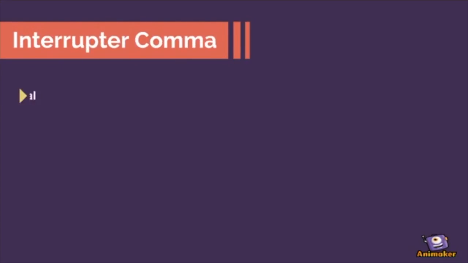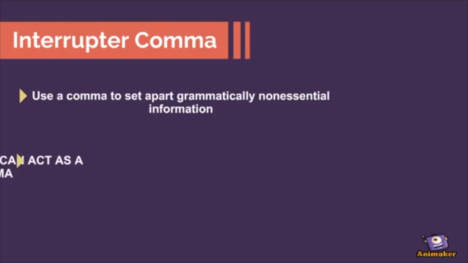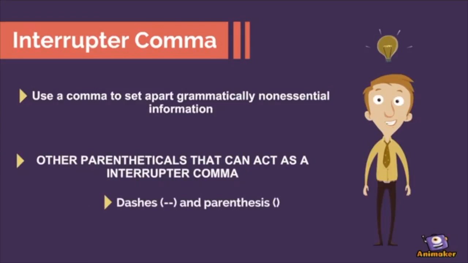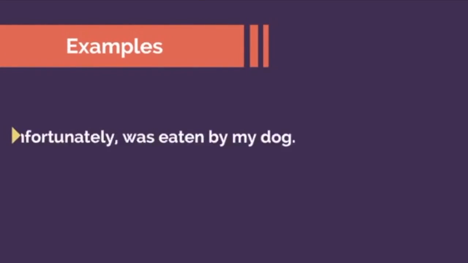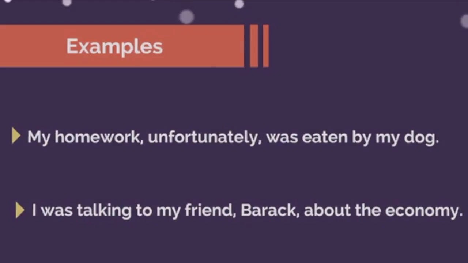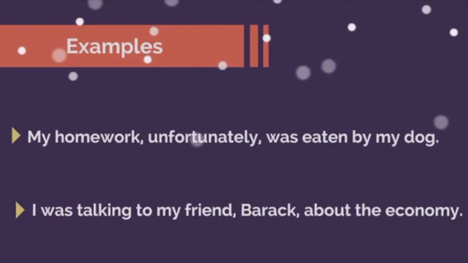The next type of comma is the interrupter comma. You should use this comma to set aside grammatically non-essential information, or information that is not key to understanding the sentence. When telling your AP Lang teacher why you didn't do your homework, you should say, "My homework, unfortunately, was eaten by my dog." When telling your friends that you discussed the economy with President Barack Obama, you should say, "I was talking to my friend, Barack, about the economy."